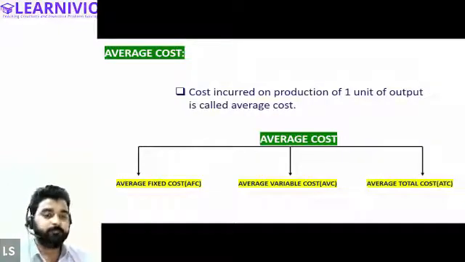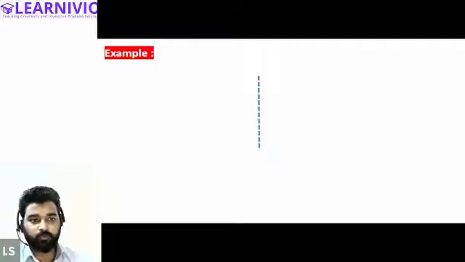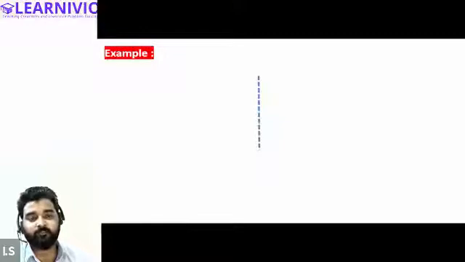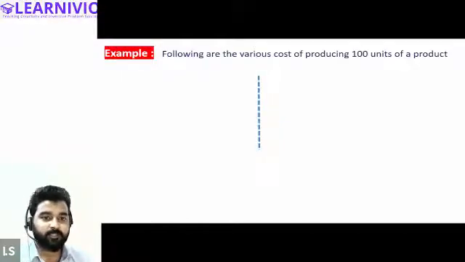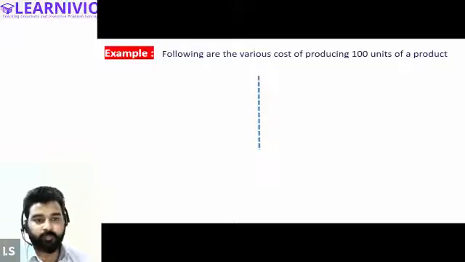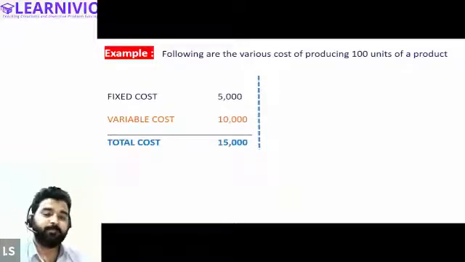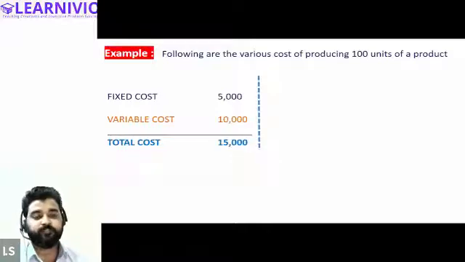All right. Now, let's once again understand the average cost by this small example. Let's suppose we are currently producing 100 units of output, and we are spending 5,000 as the fixed cost, 10,000 as the variable cost, and the total cost is 15,000. So this is the total amount of fixed, variable, and total cost being incurred by the firm.